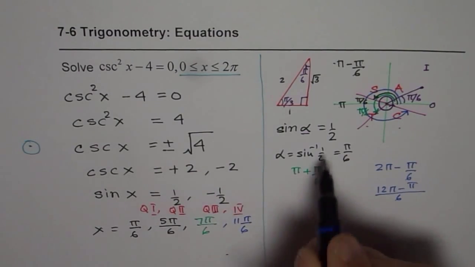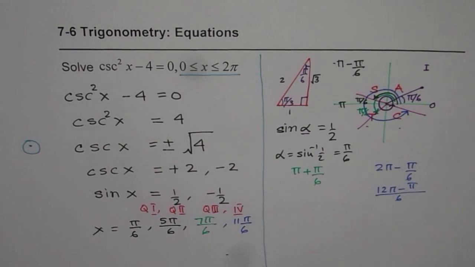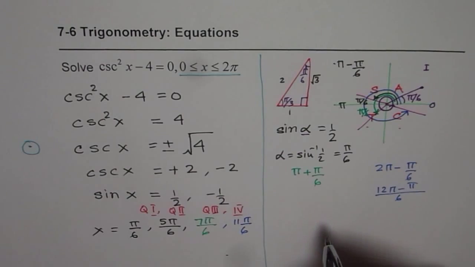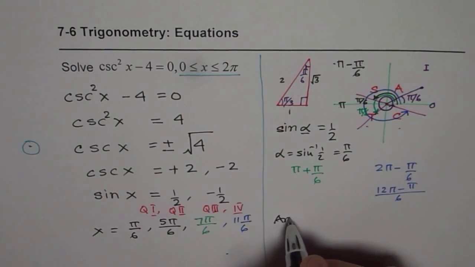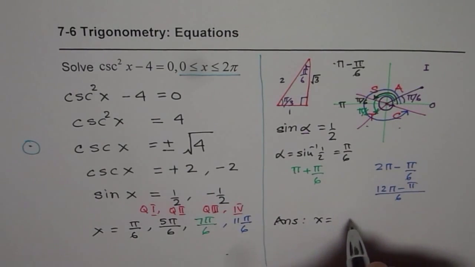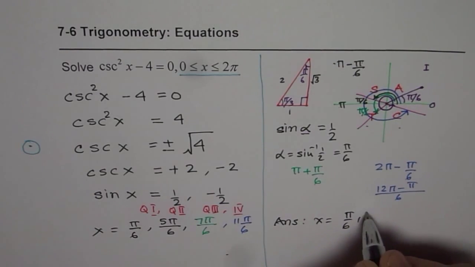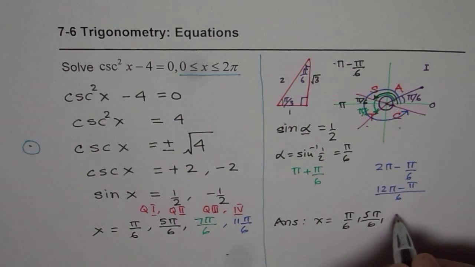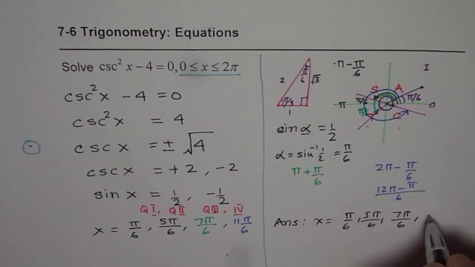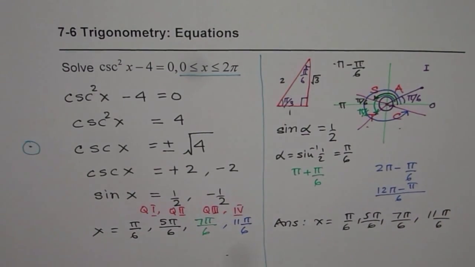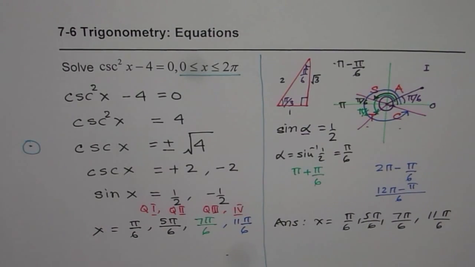I have purposely shown you very neatly how to do it so that you could write complete answers for all your questions regarding trigonometric equations. So our answer is x equals pi by 6 or 5 pi by 6 or 7 pi by 6 or 11 pi by 6, right? So these are 4 answers for the given equation. I hope that helps. Thank you.